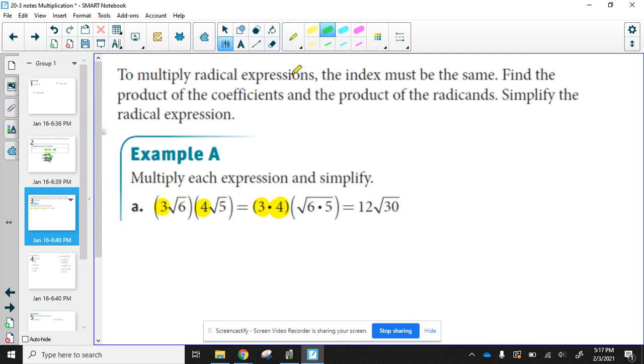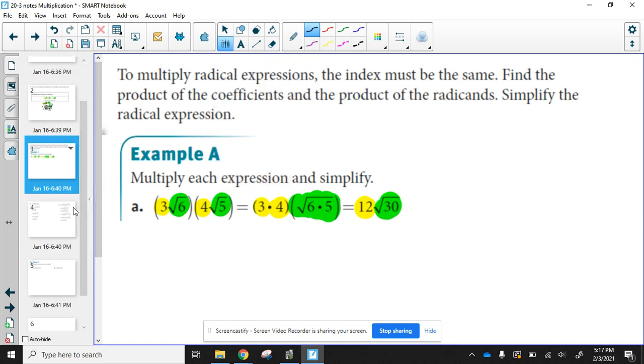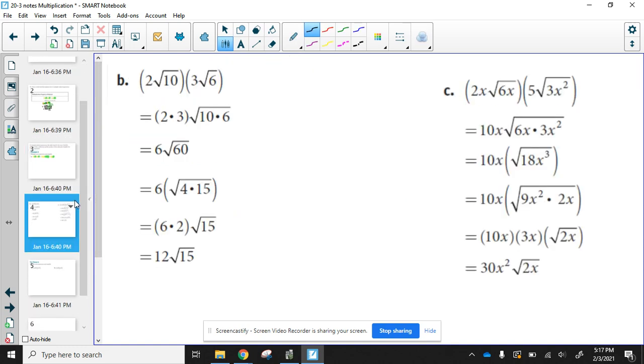And then we want to look at our square roots. So we get root 6 and root 5. Again, we separate those and put those underneath the square root. So it'd be 6 times 5. And then they simplify. 3 times 4 is 12. And then the square root of 6 times 5, which is root 30. So again, like I said, it's not too bad. We just need to remember to stay organized.